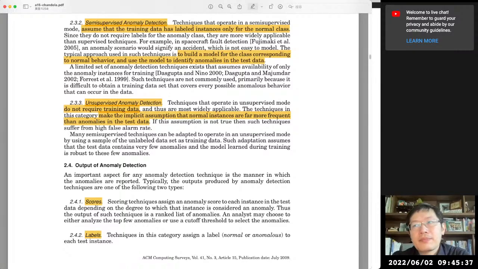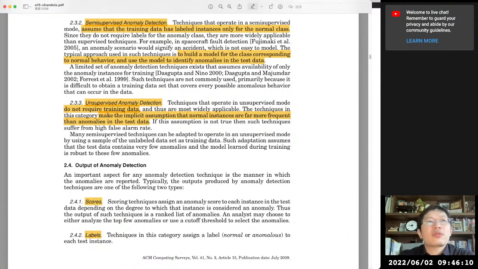For this part, it relatively fits the definition in my mind, which means we have only normal classes. So with that, we can build a model for the normal behavior and use this model to identify anomalies in the test data. That is the actual anomaly detection approach.